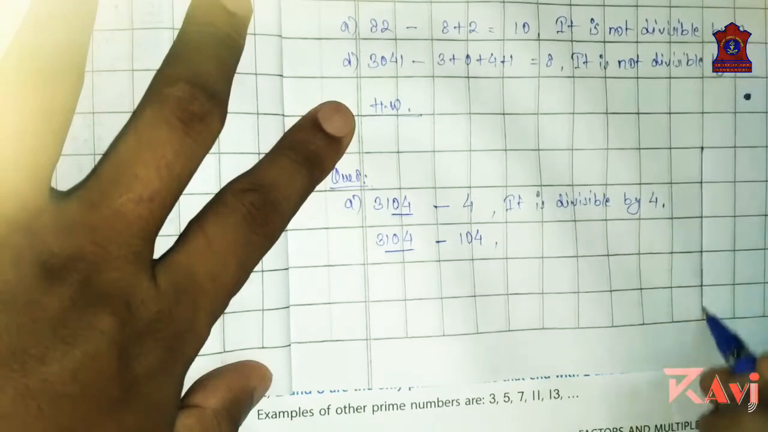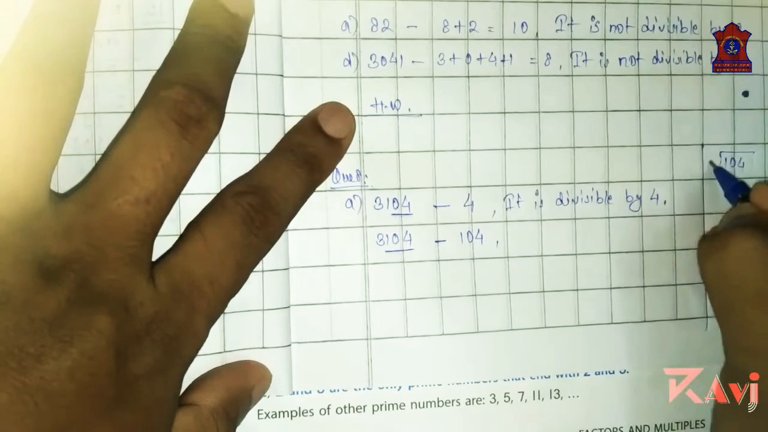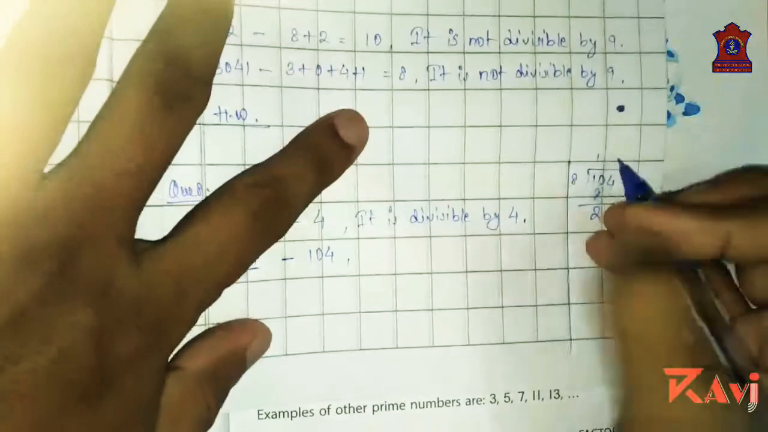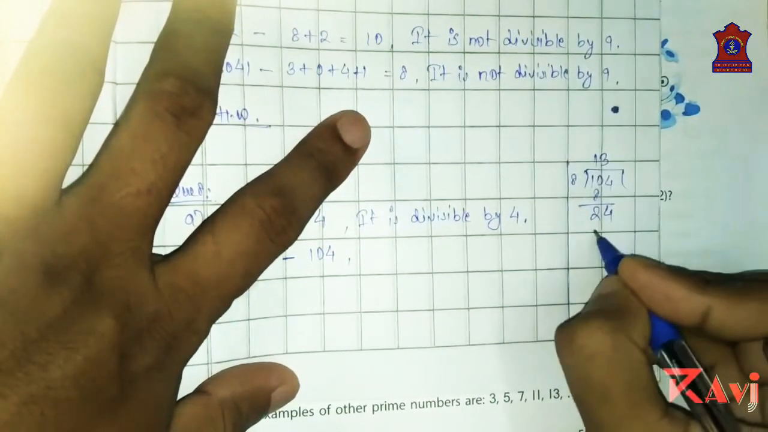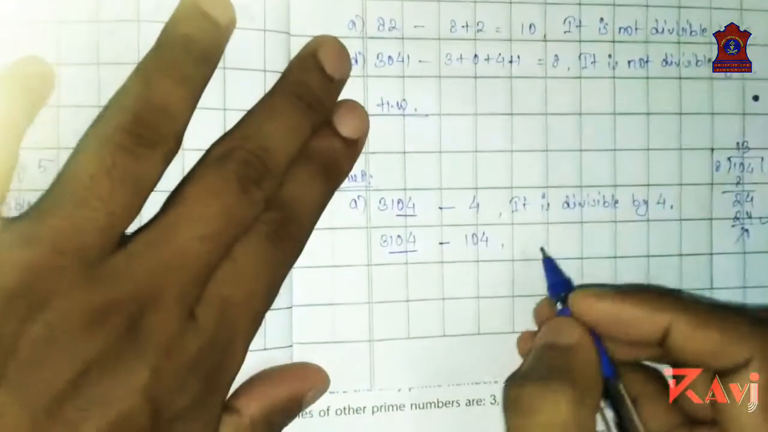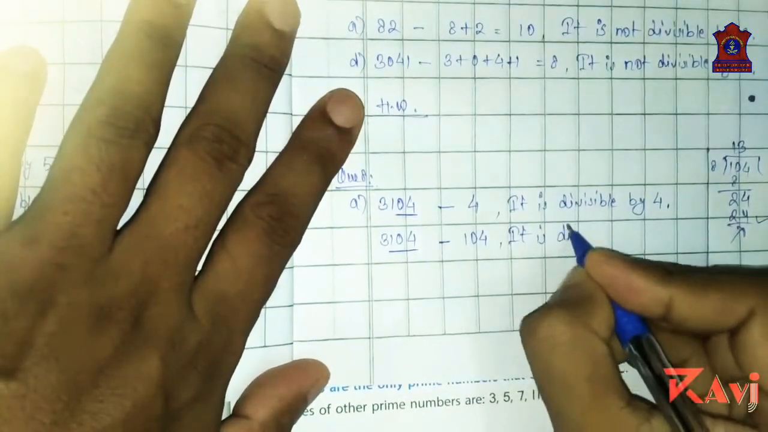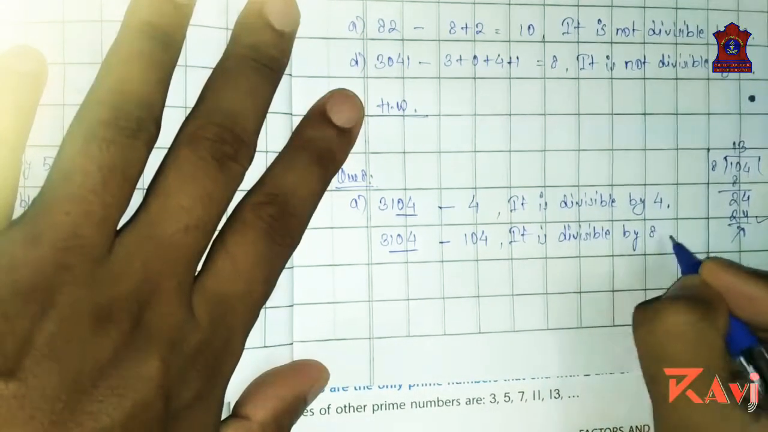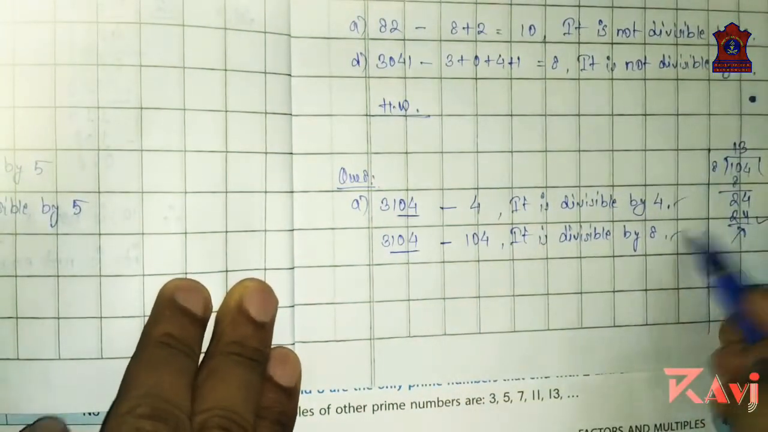To check this, what you need to do? You need to divide it by 8. 104. 8 ones are 8, 2, 4. 8 threes are 24. So it is exactly divisible. So it is divisible by 8 also. Okay. Now here this number is divisible by 4 also and 8 also.